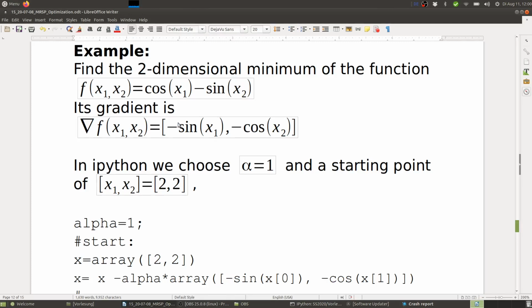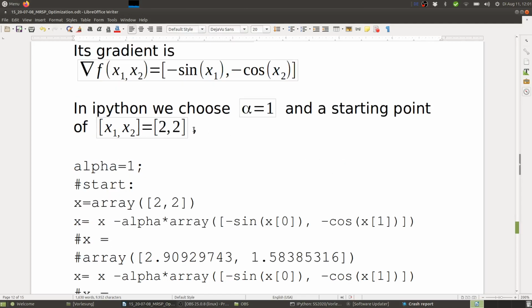Right. So this is the gradient. Minus sine is the first derivative of the cosine, and minus sine's derivative is the minus cosine. So here we have the derivative with respect to x1. Here's the derivative with respect to x2. Yeah, and in IPython we choose alpha equals 1 as a starting point, and also x1, x2 equals 2, 2. So alpha equals 1 is fixed. We actually don't change it, but here's the starting point for the x.